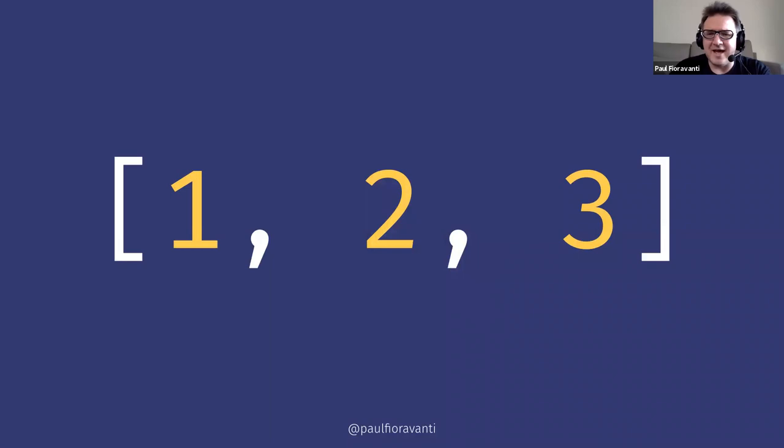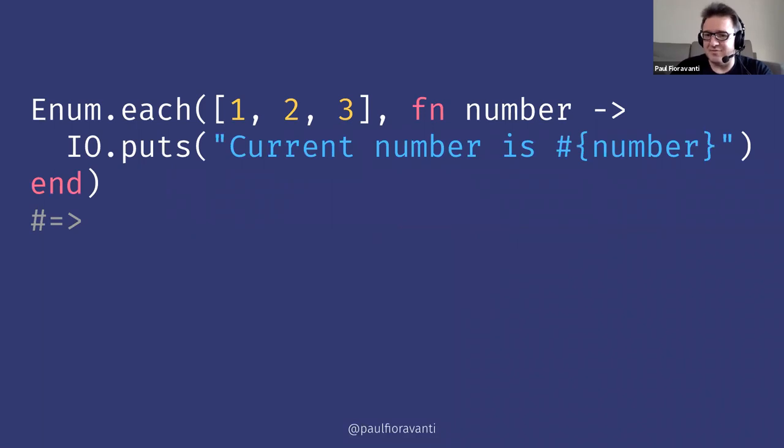Okay, so using our previous list, what if we wanted to loop over it and print out what the current number is on each iteration? Well, conveniently, we've got the Enum.each function that can help us out with that. The each function takes a collection of enumerables as its first parameter and a function as its second parameter. And so in this case, it's a function that says to print out the current number using IO.puts. I'm sure you've all seen that if you've ever debugged any Elixir code.